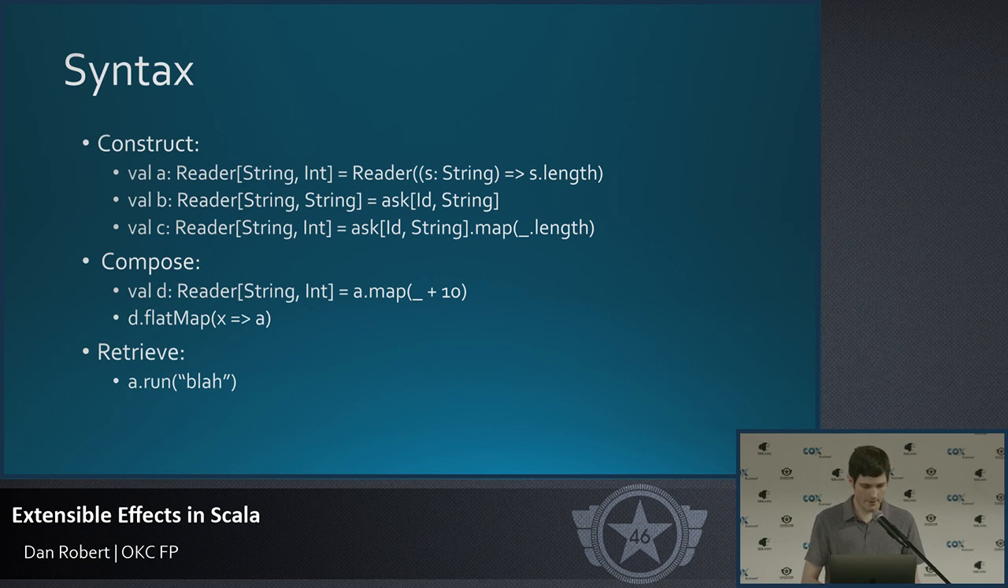Okay. Oh yeah, by the way, retrieving the value is just basically you take that reader and you say .run, and you provide the configuration you're looking for. In this case, a string is what you're looking for. So you provide that, and the value that'll be returned from a.run is just 4, because that reader has been defined such that you're just getting the length there.